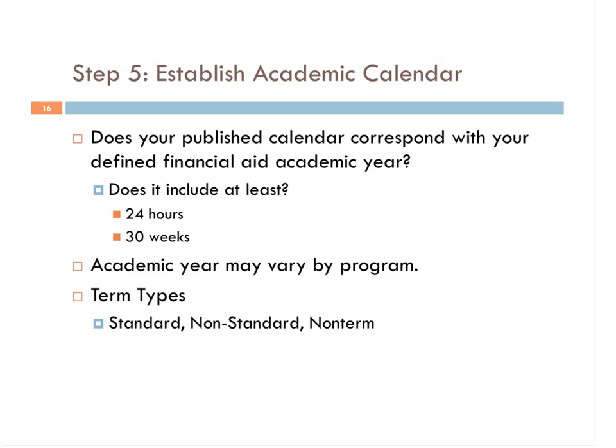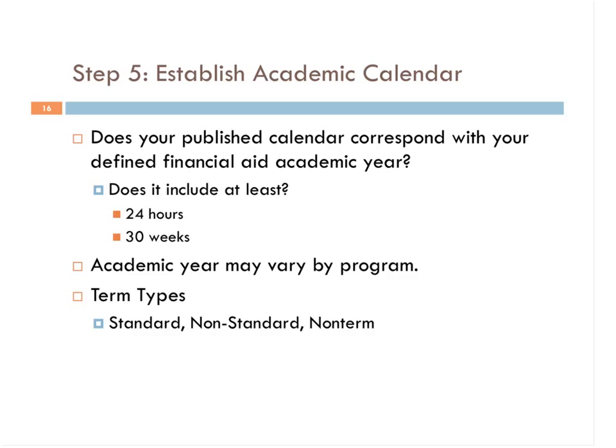We often find that schools have a published calendar on their website and their catalog that does not correspond with the actual academic year or academic calendar that needs to be used for awarding financial aid. And sometimes that's the cause for the misstep when calculating the return of funds calculation or even enrollment reporting.